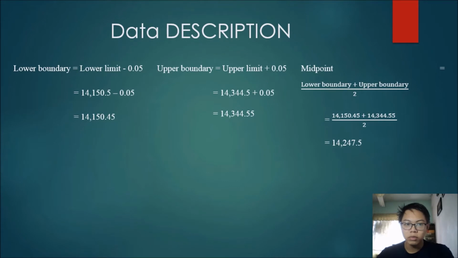To obtain the lower boundary, we first take the lower limit minus 0.05. So the answer that we obtain here is 14,150.45. For the upper boundary, the formula is quite the same, just opposite. We take the upper limit of the class plus 0.05. So the answer that we obtain here is 14,344.55. As for the midpoint, we take the lower boundary plus the upper boundary divided by 2. So the answer that we obtain here is 14,247.5.